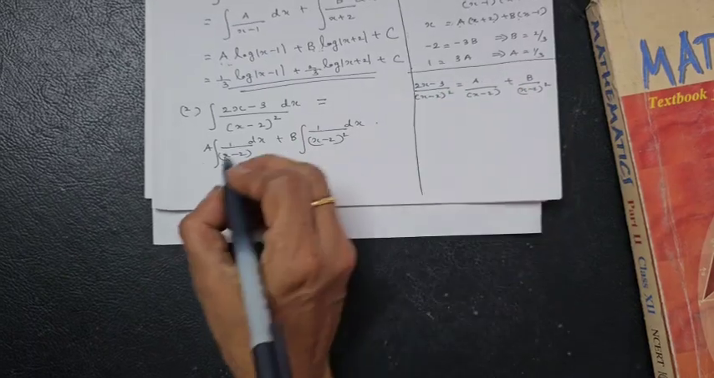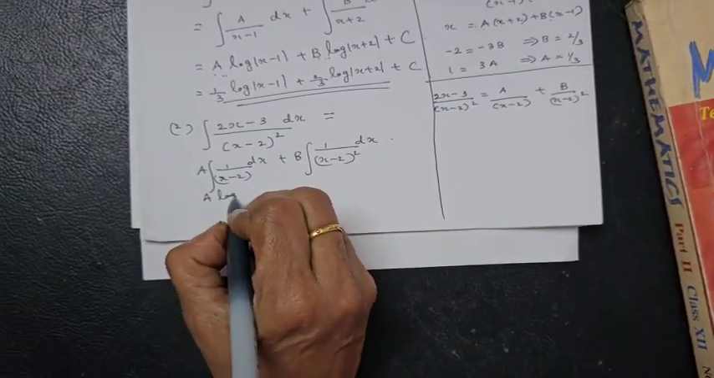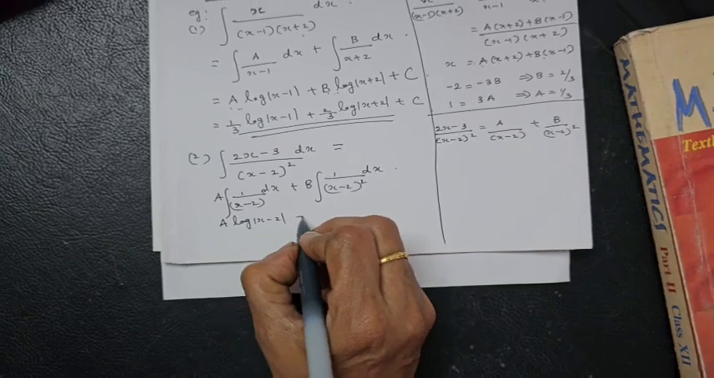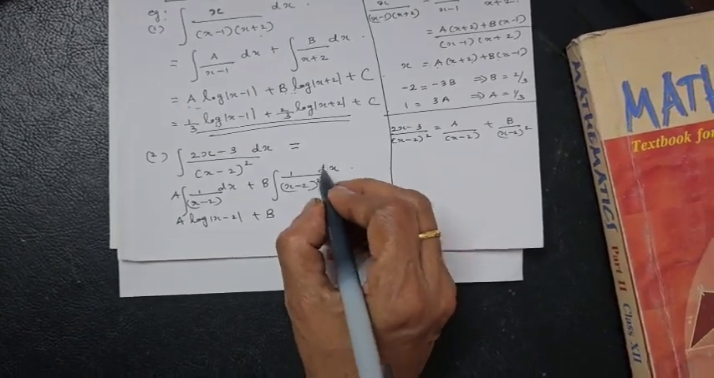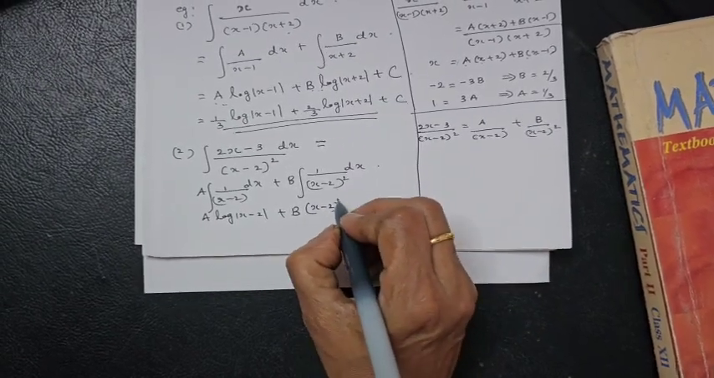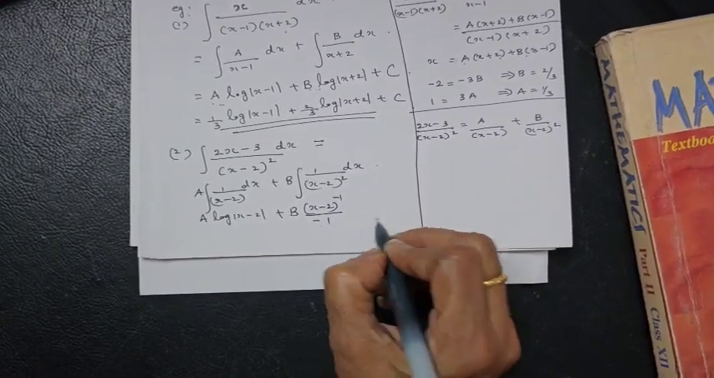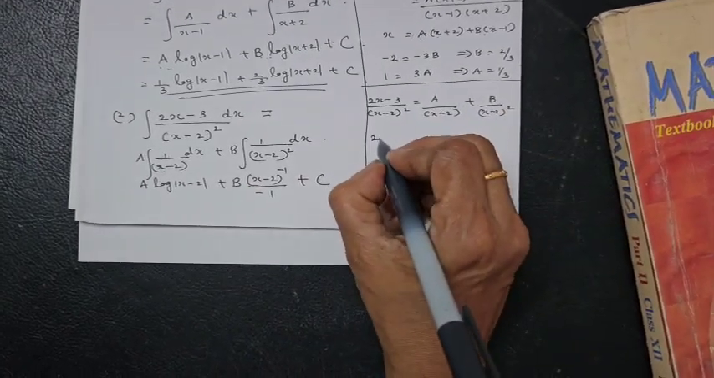So as we did earlier, it is a log mod x minus 2 plus b into what is this? This is 1 by x minus 2 whole square, that is x minus 2 raised to minus 2. So it is x minus 2 raised to minus 2 plus 1, by minus 2 plus 1, plus c. We have to find out a and b as we did earlier.